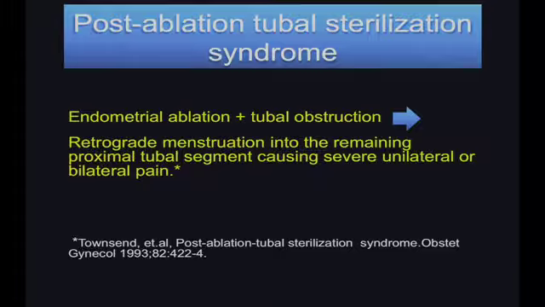And because of that, retrograde menstruation into the remaining proximal tubal segment can cause severe unilateral or bilateral pain. And this syndrome was first described by Townsend, actually, back in 1993.